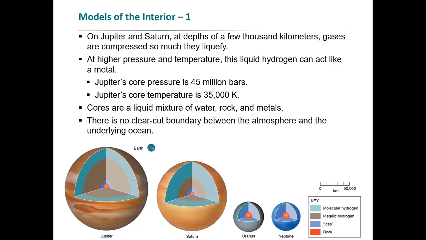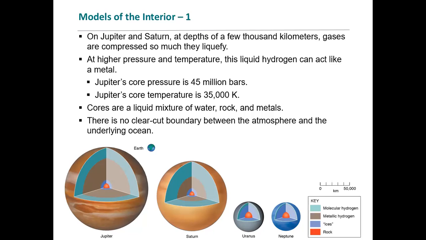For instance, liquid hydrogen acts like a metal there, and it's because of Jupiter's core pressure of 45 million bars. Okay, remember a bar is about the same as 1 atmosphere, so we're saying 45 million times the pressure at the surface of the Earth. Jupiter's core temperature is about 35,000 Kelvin. That's way hotter than the surface of the sun.